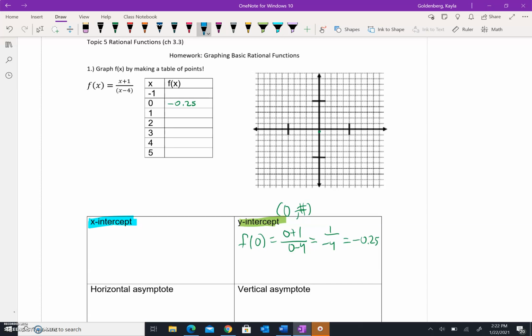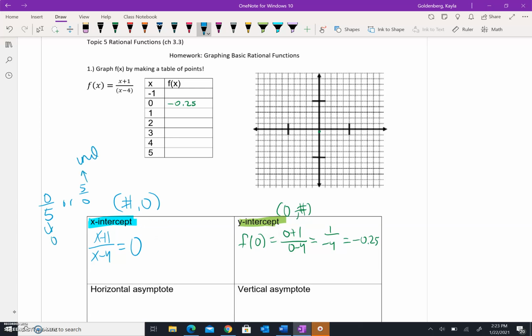Remember, your x-intercept is where you plug in a number and your output is 0, right? That makes it along the x-axis. So I'm thinking about, if my output has to be 0, how am I going to get (x + 1)/(x - 4) to give me a 0? When is a fraction equal to 0? Think about 0 over 5 or 5 over 0. Which one is equal to 0 and which one is undefined?